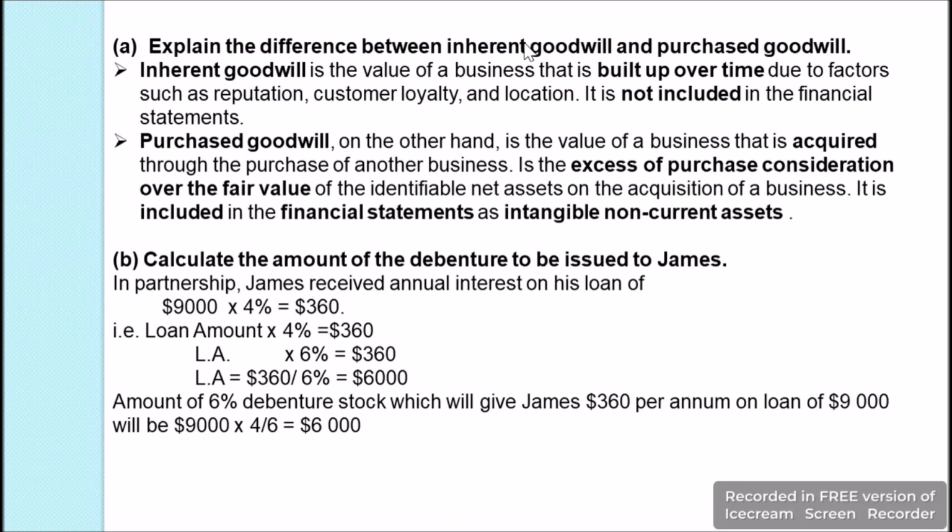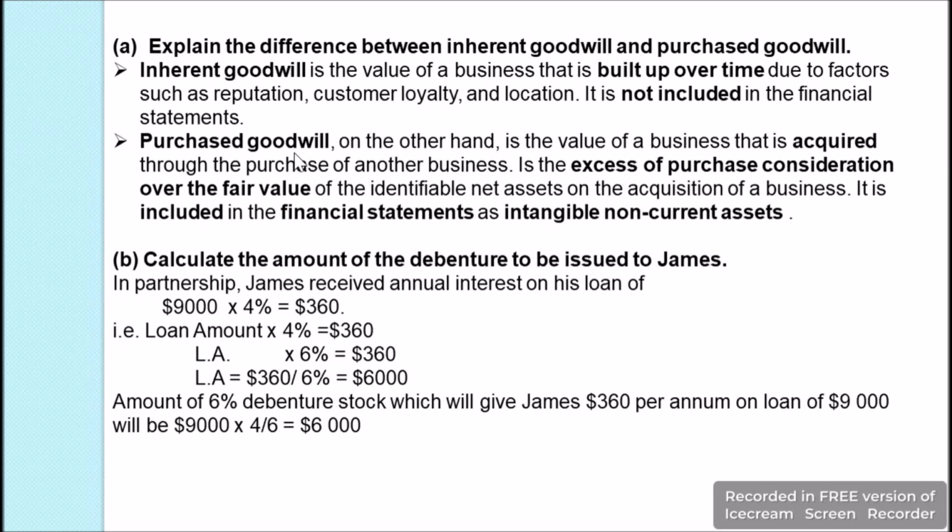When we talk about inherited goodwill, it is the goodwill which is built over a period of time because the reputation of the business was so good, because they have good loyal customers, because they have served the customers in a very efficient way, they have paid all the credit on time, they are very loyal and ethical, and they have a good location. Because of all these reasons, over a period of time the business has developed goodwill. This is not purchased from someone else, hence it is not included in the financial statements.